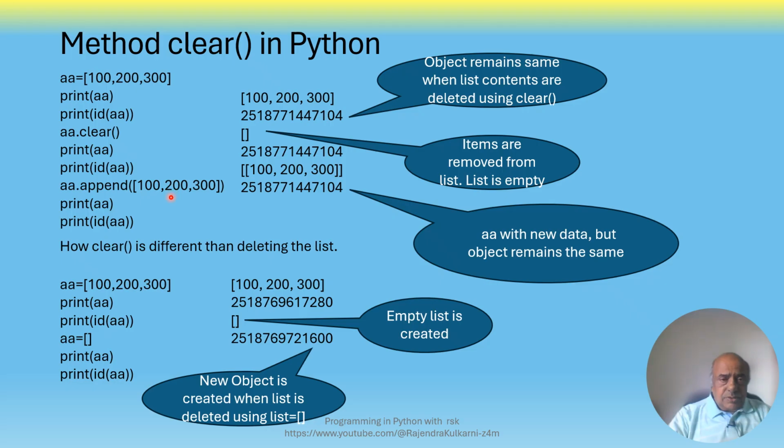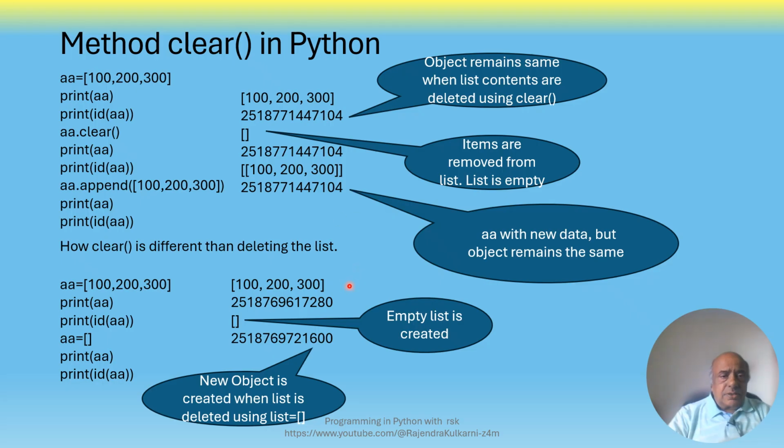When this a.append is executed, the list now contains another list which is 100, 200, 300. So it gets appended with a list, and that list becomes the part of A, but the ID remains the same with new data.